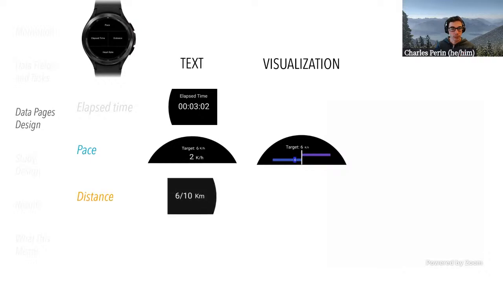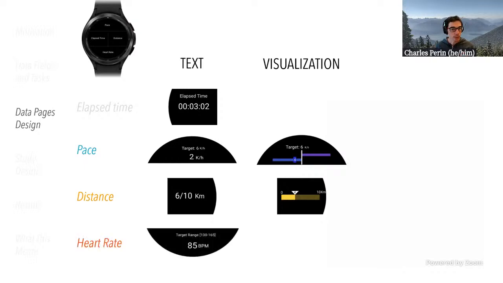For distance, text shows the number of kilometers already run over the number of kilometers to run, and visualization is a progress bar that gets filled based on distance already run. For heart rate, text shows the current heart rate value and the target range, and visualization is a speedometer with 3 zones and an arrow that points at the current value. Green is good, yellow is too low, and red is too high.